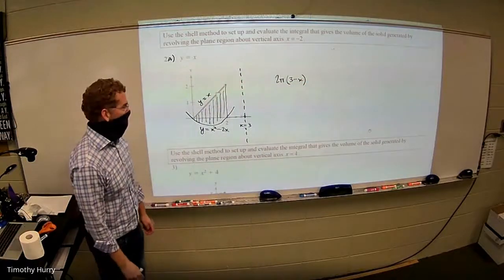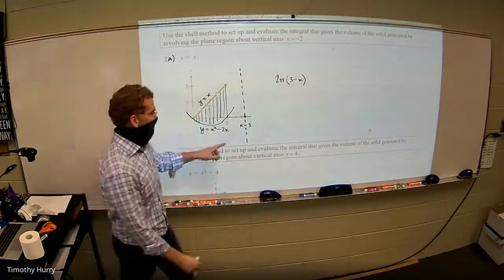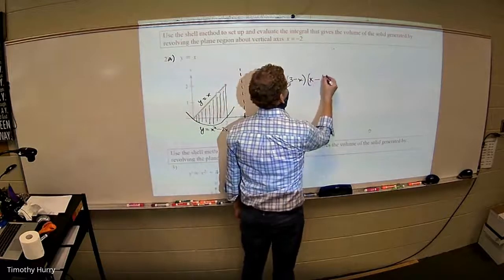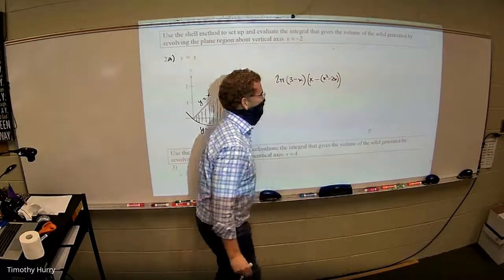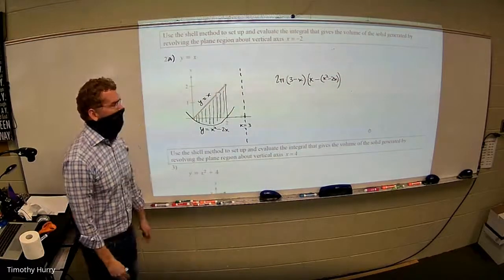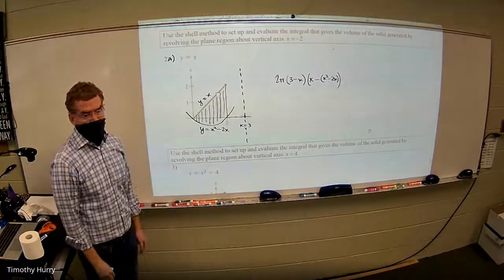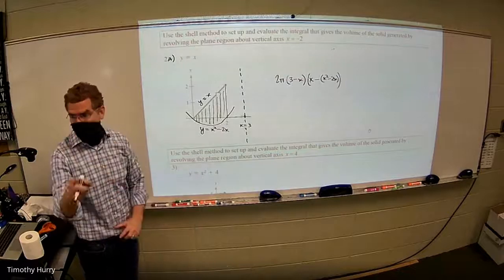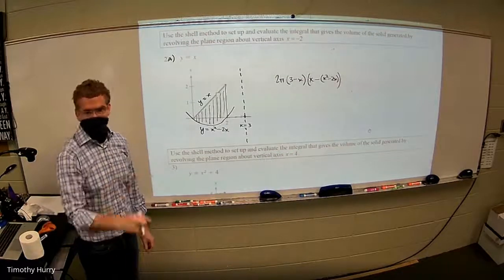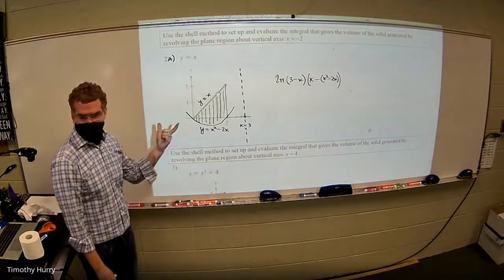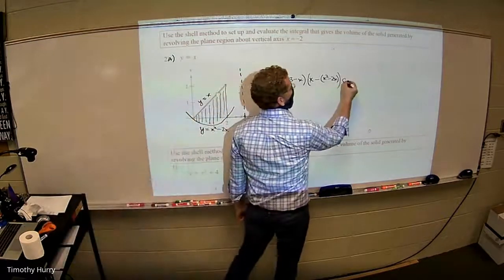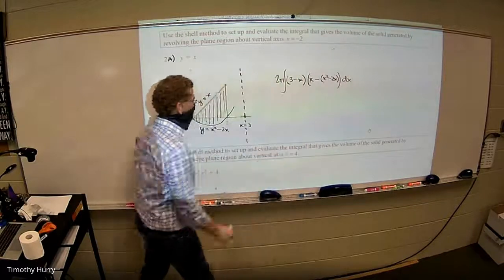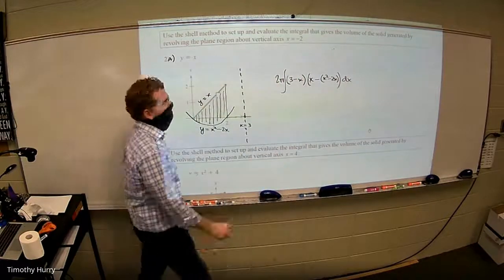What's the height? Top minus bottom. So x minus the x squared minus 2x, or you can write x minus x squared plus 2x, or you can write x squared plus 3x, because that's what it simplifies to, which is probably what you would see on a multiple choice question. Base times height, or length times height. Give it a little width, and integrate from 0 to 2.